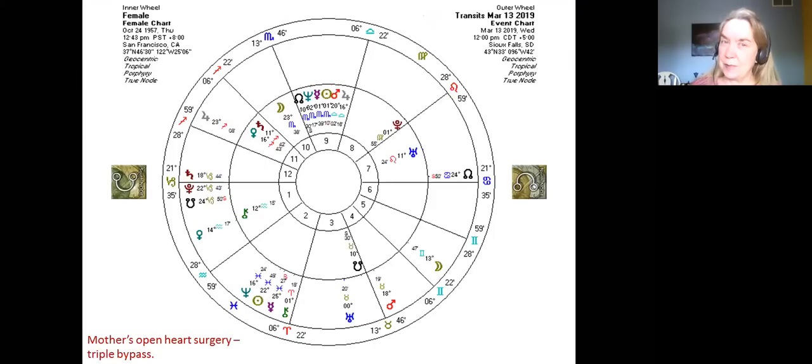Here's an example of a female whose mother had open heart surgery a little over 2 months ago. And for those of you who don't recognize the birth data, this is my chart. This is what Kim Marie's going through. As you can see, there's a lot going on with just the Saturn-Pluto transits, but I want to use the example specific to the transiting nodes. March 13th was the date that my mother had a triple bypass. While it wasn't emergency surgery, it happened in less than a week. So it felt like a pretty cataclysmic event in our world.